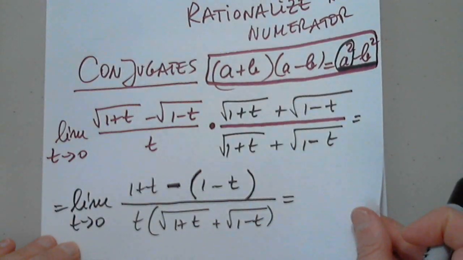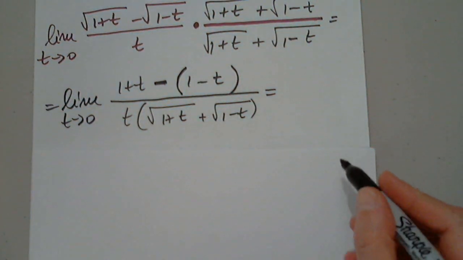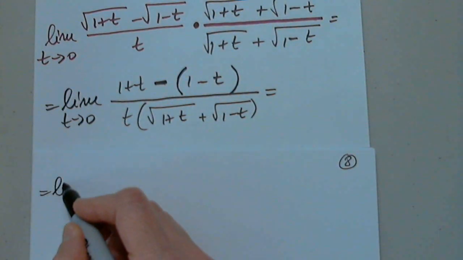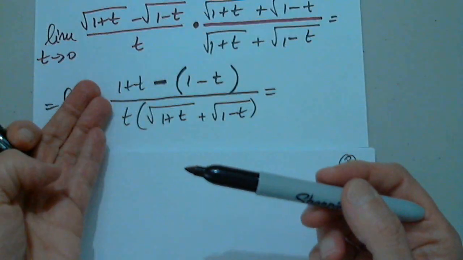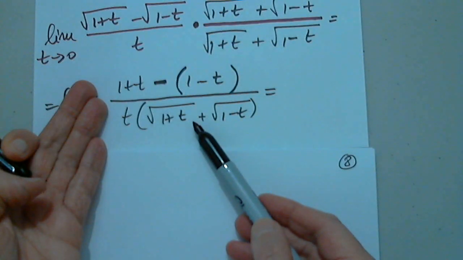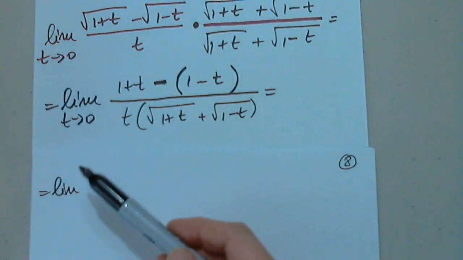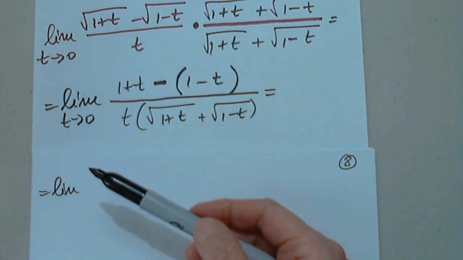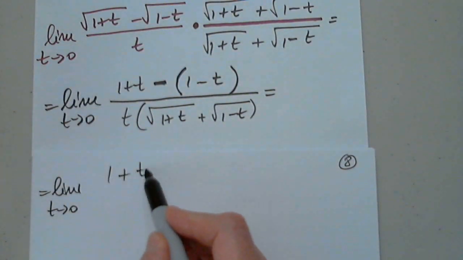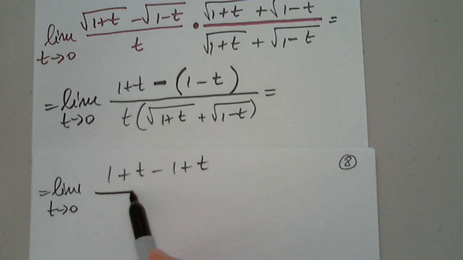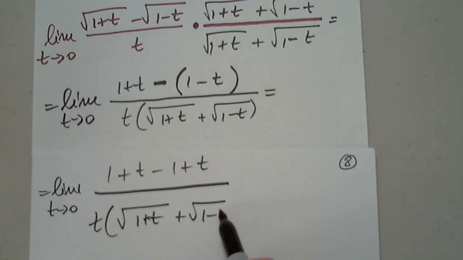Okay, so now we're going to rewrite it, distributing the minus 1. Notice that the limit operator does not disappear. If you write this from here, this is incorrect, and you lose a lot of points. So please, the limit operator, the tendency was not applied yet. We did not get there yet. So 1 plus t minus 1 plus t, divided by t times the square root of 1 plus t plus the square root of 1 minus t.